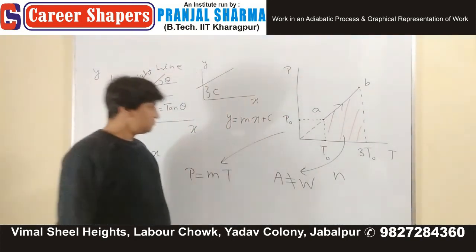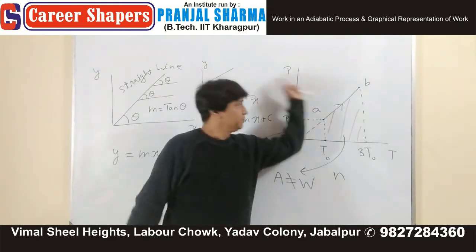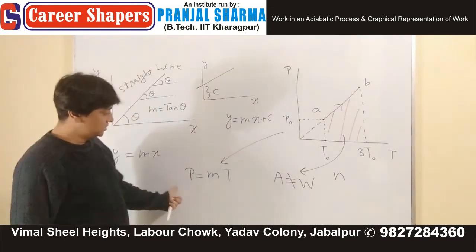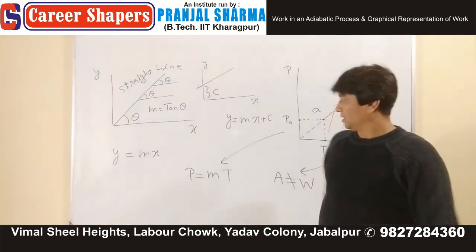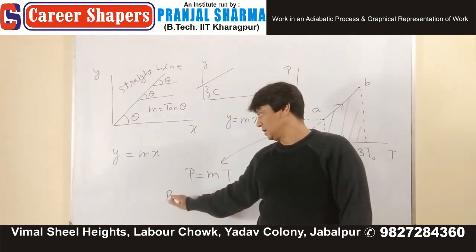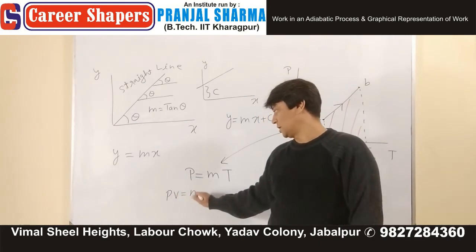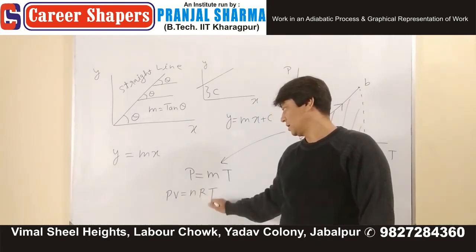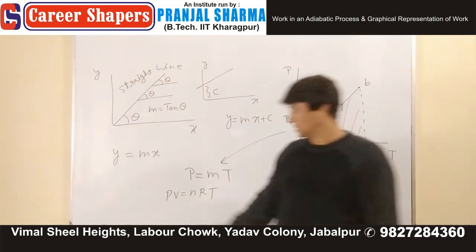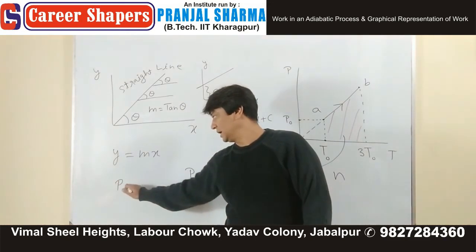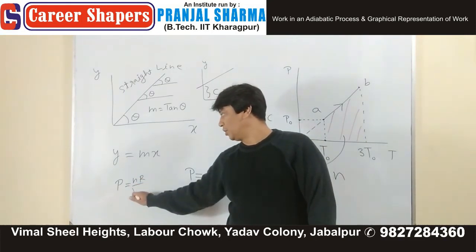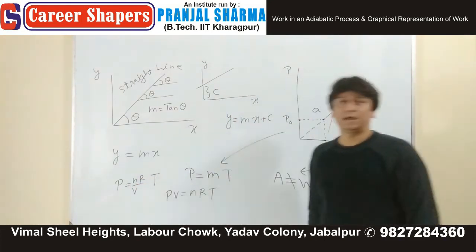So, this is y, this is x, t and t. If a straight line is passing through the origin, then it is P equals mt. But PV, do you know what it is? PV is nRT. That means P is nR upon V multiplied by T.